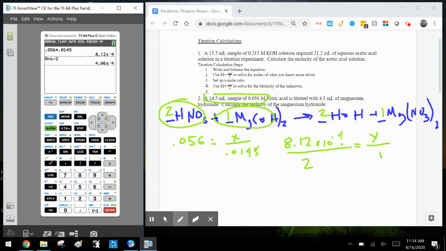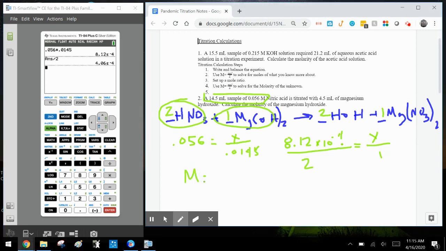But I'm after what is the strength of the base. And so now I'm on to step number 4, and that is to use the molarity to solve for the strength of the base in this case. The steps are the same no matter what type of question. If we're looking for the molarity of the acid, we always do the same thing. So anyway, let's finish that up. Let's find out what is the molarity of the base.